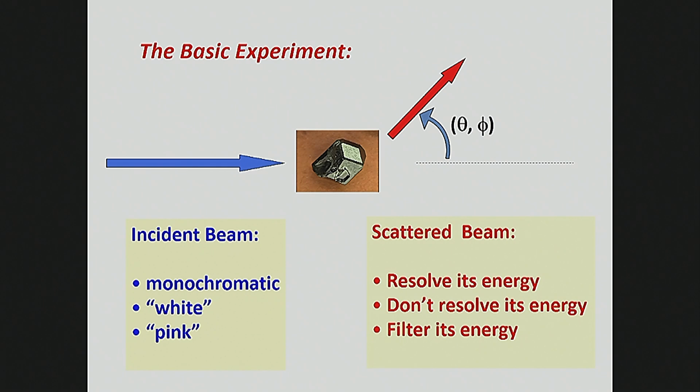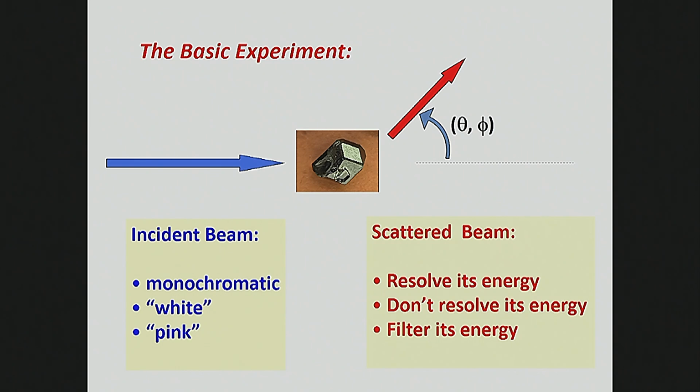So the basic experiment is that we've got some incident beam of neutrons. It has some characteristics, which I'm going to come to in a moment. It scatters off the sample, and what we're interested in is understanding the relative intensity of scattered neutrons after it's scattered off in some direction, okay?